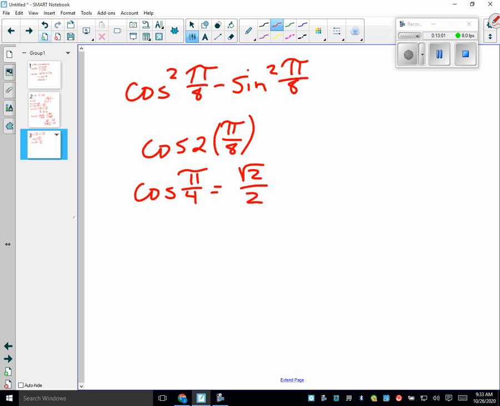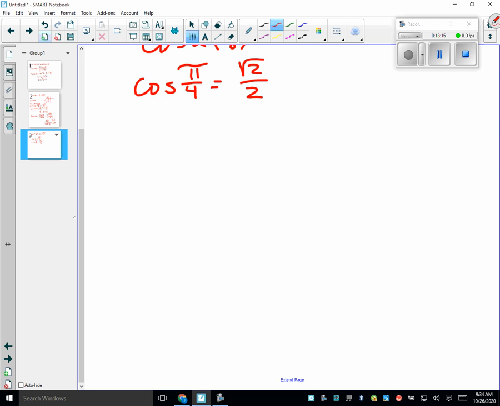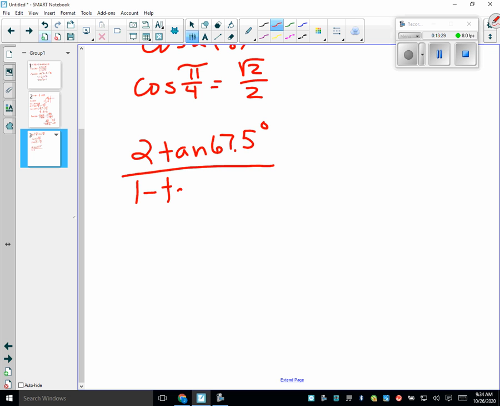You okay with that second kind, or you want another one? No, that one was good. Okay, let me do a quick one, because the tangent one always seems to be the hardest. Am I right? Tangent 67.5 degrees, might as well do a degree one, over 1 minus tan squared 67.5. Is that one of the formulas?